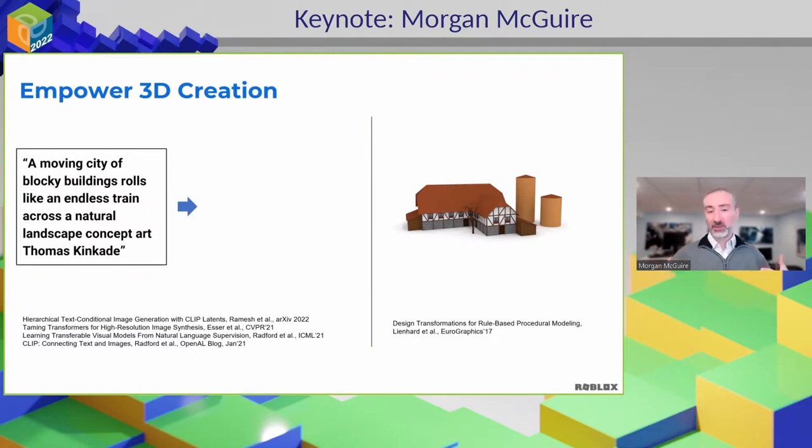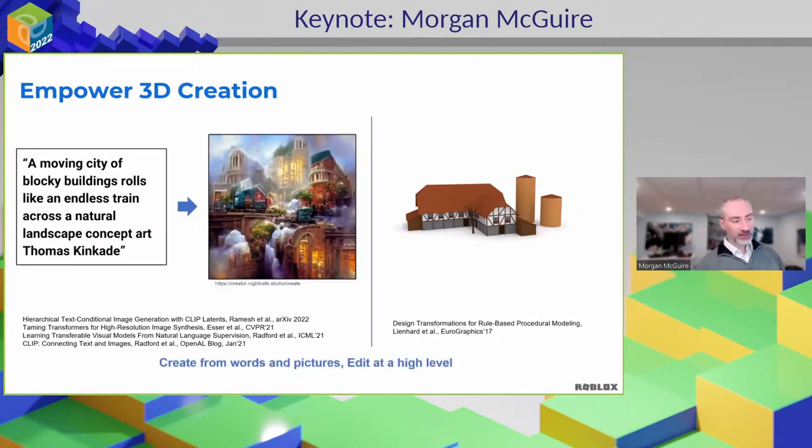And so that makes them appropriate for complete novices to create 2D imagery. So for example, with what I'm showing on screen, given the text prompt, "a moving city of blocky buildings rolls like an endless train across a natural landscape, concept art, Thomas Kinkade." Right? It's not even grammatically correct. You give that as the prompt, and the CLIP system will produce this image.